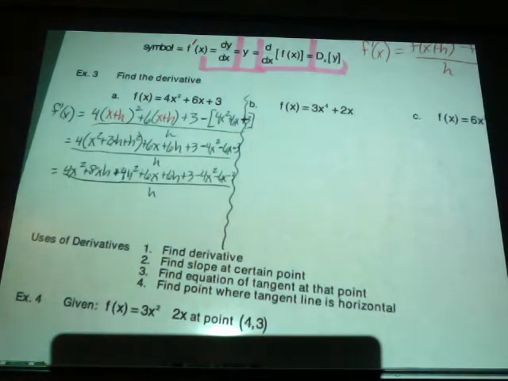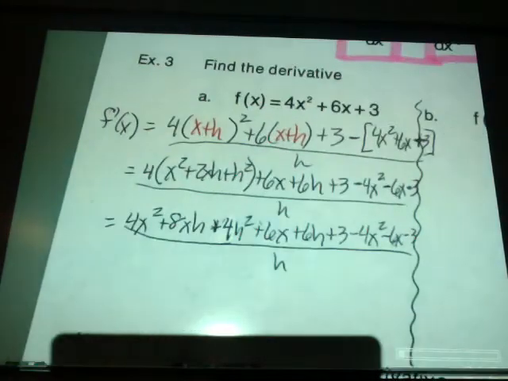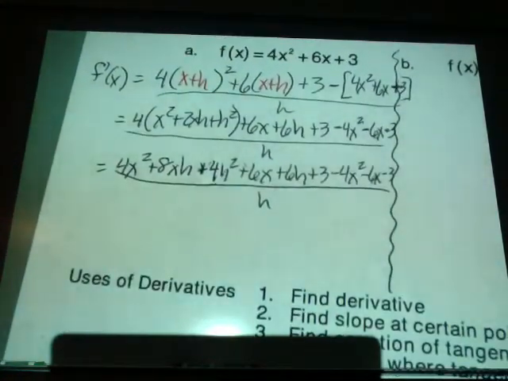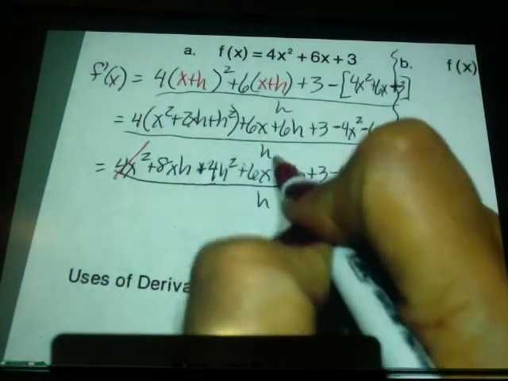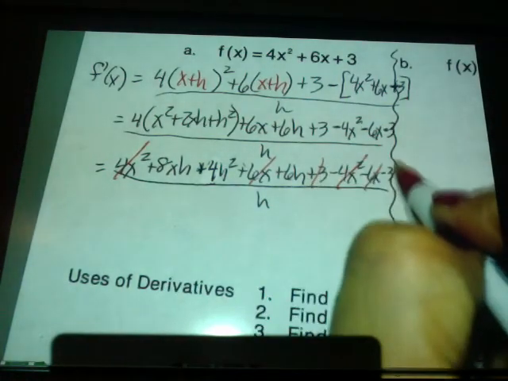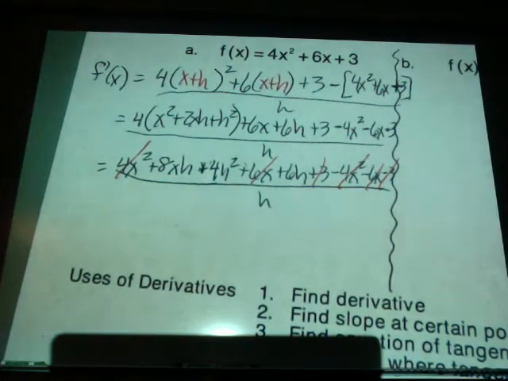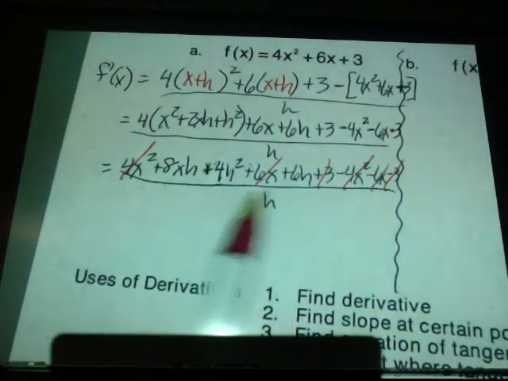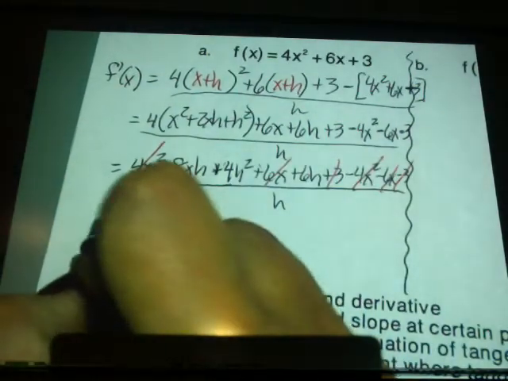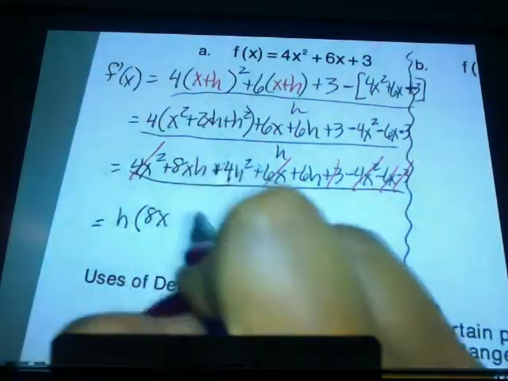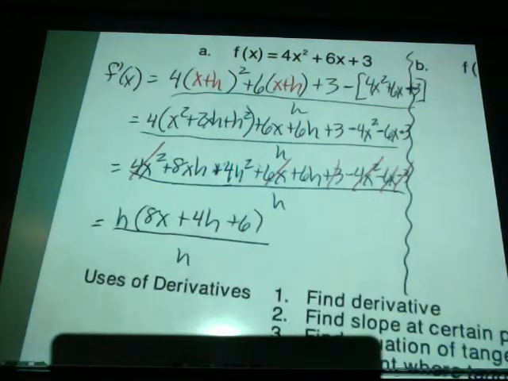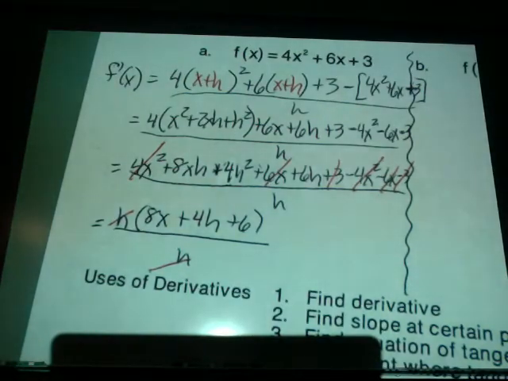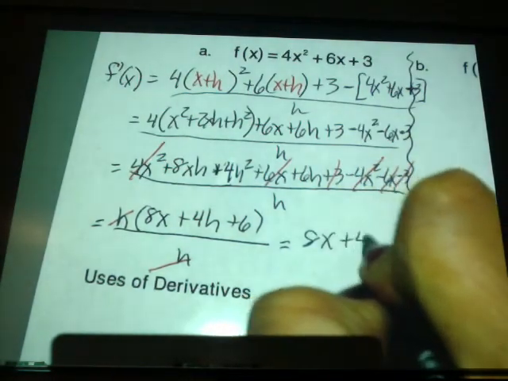So at this point, in fact, I think I'm going to just blow this up a smidge. There. Is that better? What can I start to cancel out? 4x squared. What else? 6x. What else? 3. And then do I have any like terms that are left over? I have 1, 2, 3 terms left over. None of them are alike, right? So what can I do with those? Factor out an h. And so then my h's cancel. And I'm left with a final answer of 8x plus 4h plus 6.